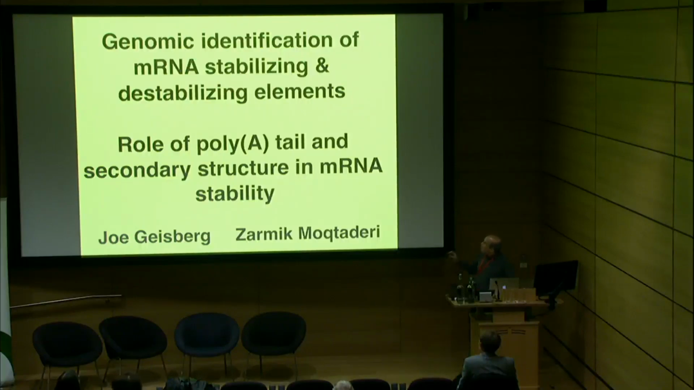So the first part of the talk relates to genome scale identification of mRNA stabilizing and destabilizing elements, and the role of the poly A tail in secondary structure mRNA stability. So we got into this totally accidentally.